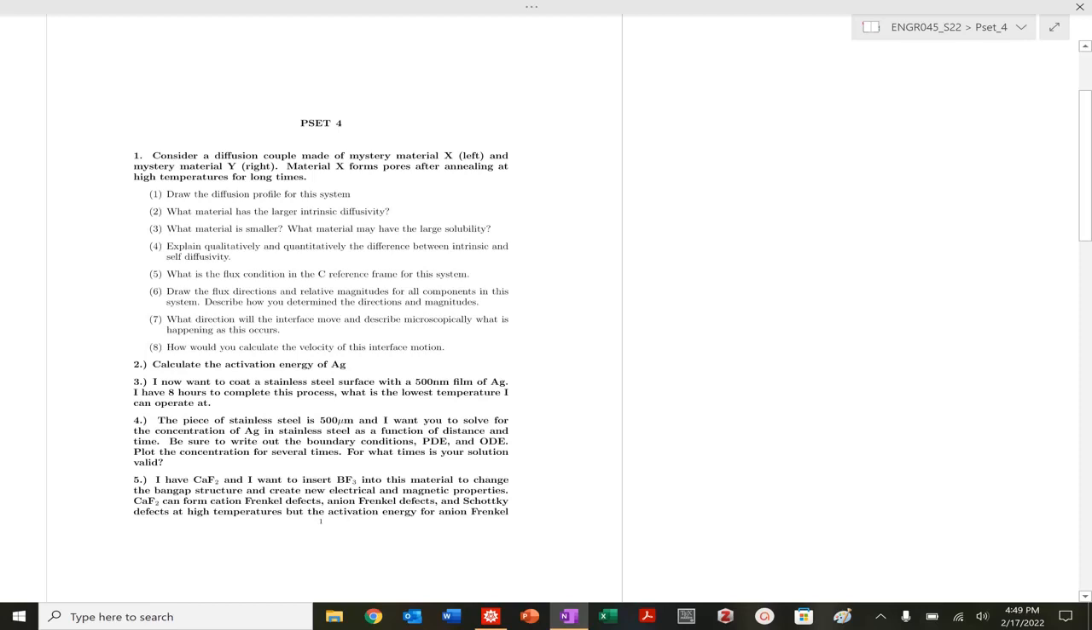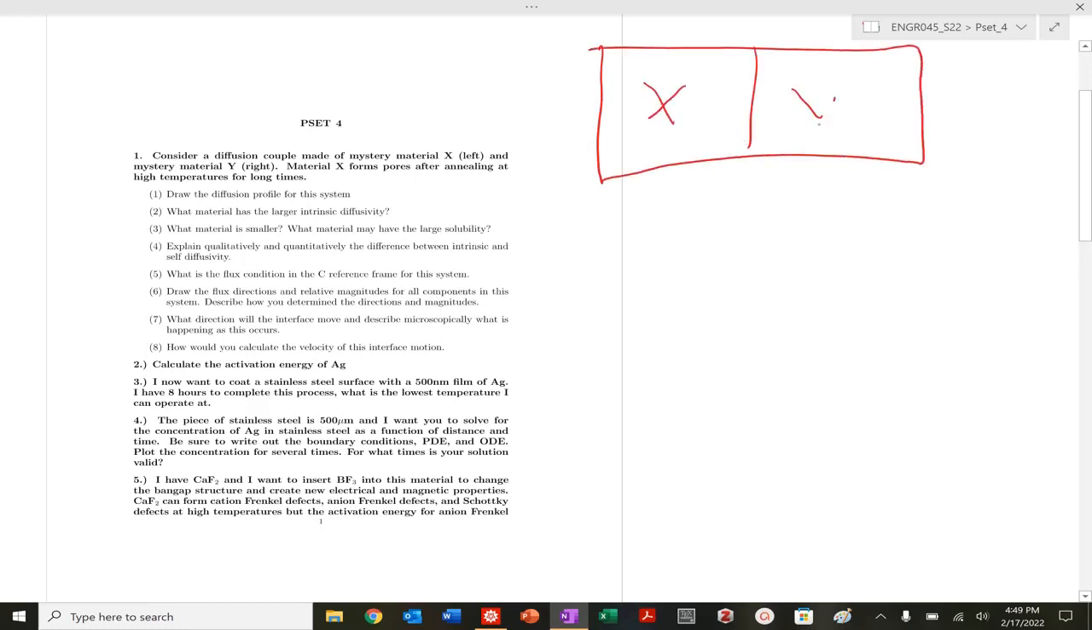Hi everyone, we are back and let's get into our Pset 4 solution. So I'm going to do a diffusion couple and it's going to be made of a mystery material here, X on the left, Y on the right, and after a long time at high temperatures I form pores here.